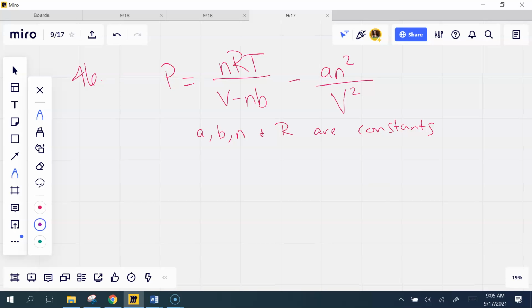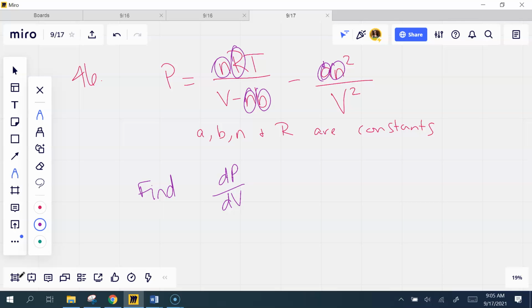Okay, so constant. I'm going to just do this. Constant, constant, constant, constant, constant. Why is that important? Well, it asked me to find dP/dV. The derivative of a constant is 0, right? If that's just a number, the derivative of a constant is 0.